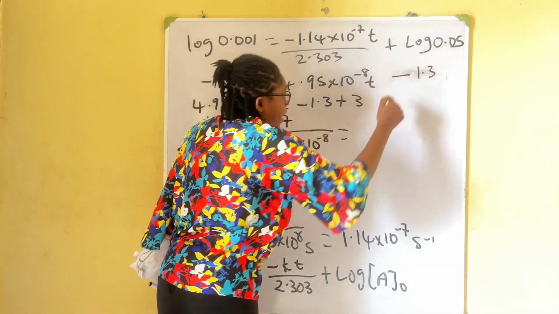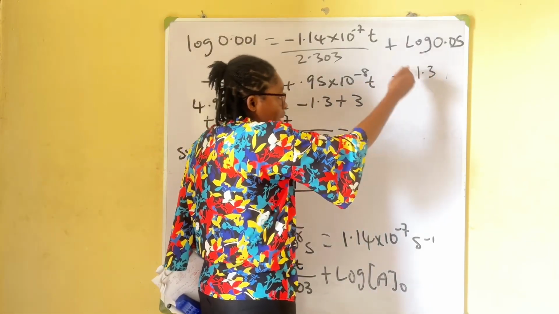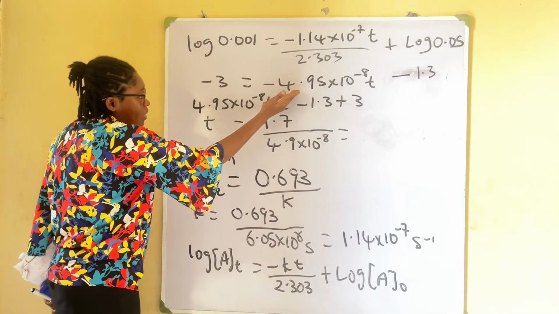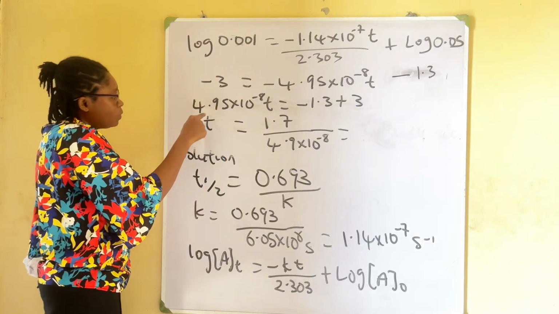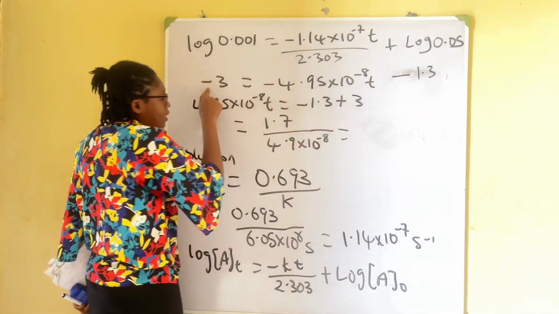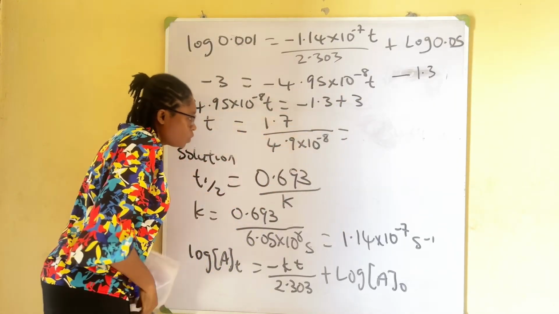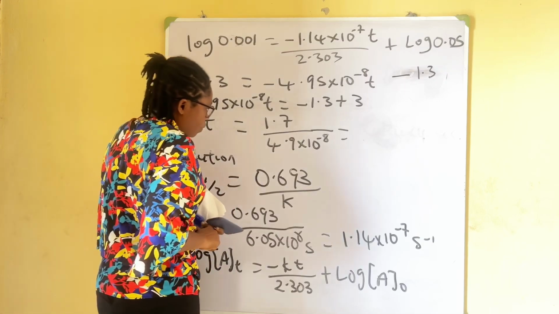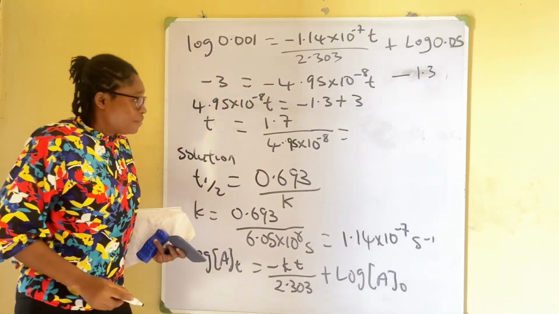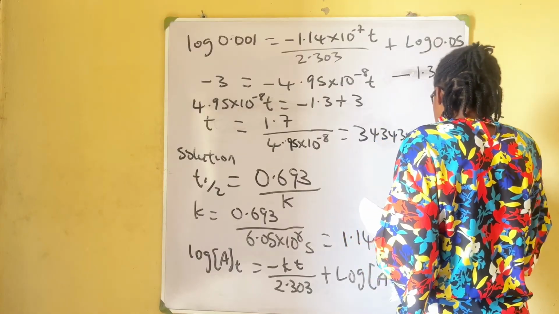So log 0.05 is minus 1.3. So then there's a plus here. Plus times minus will give minus, so we have minus 1.3. So I'm going to bring this value here. Minus 4.95 times 10 to the power minus 8 t crosses the equality sign and becomes plus. Equals minus 1.3. The minus 2 crosses the equality sign and becomes plus 2. So the value of t will be 0.7 over 4.95 times 10 to the power minus 8, giving us 3.34 times 10 to the power 7 seconds.